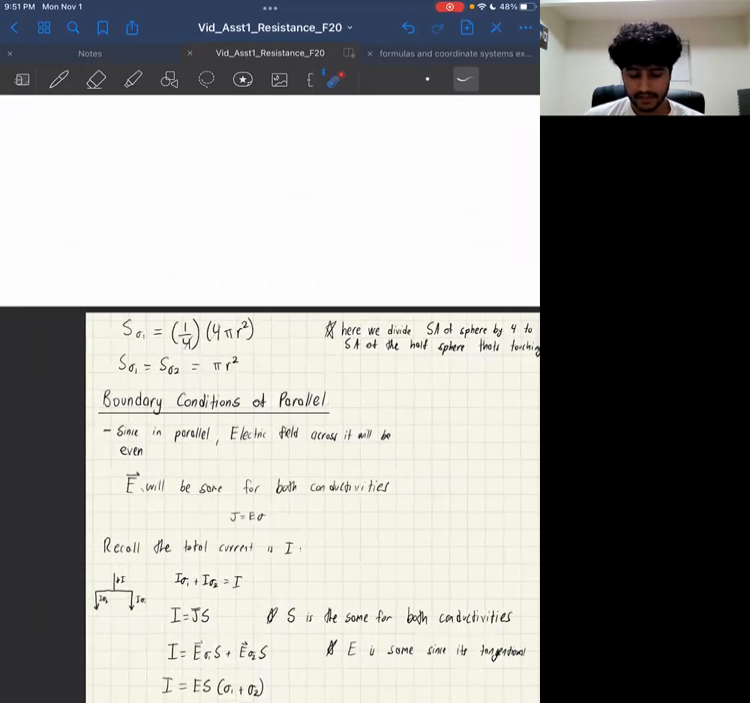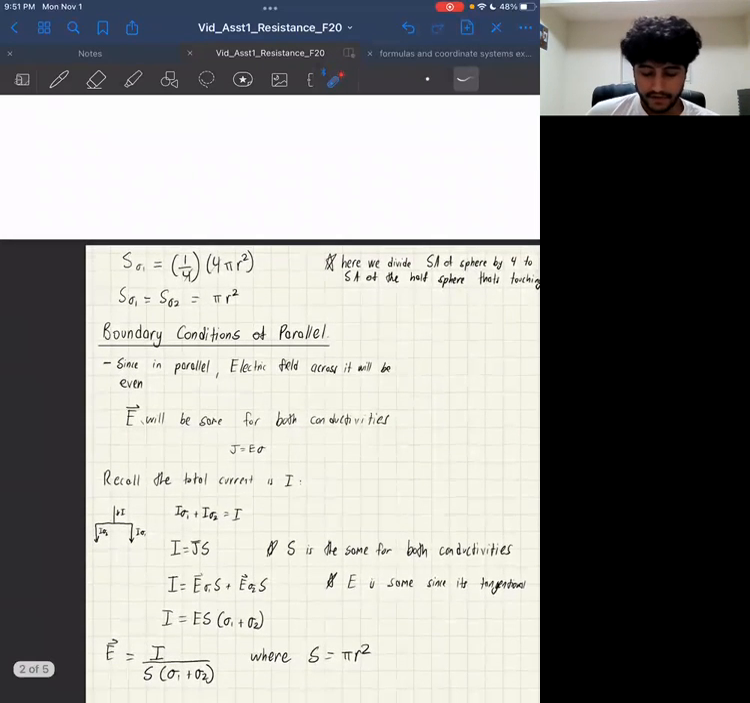The boundary conditions, we know that the electric fields are tangential, so the electric field will be the same for both conductivity regions here. So electric field is the same in both regions. So now we need to find electric field. We can do that by equating the currents.